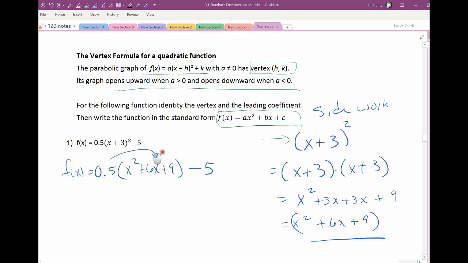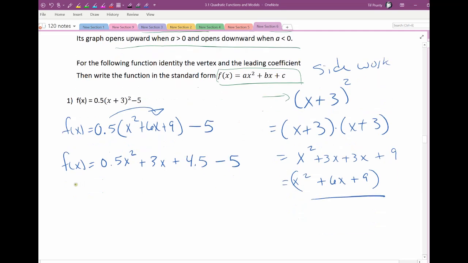So the next step is distribute the 1/2. So remember, distribute means everything in that x squared plus 6x plus 9 gets multiplied by 1/2. So I get 0.5 x squared. 0.5 times 6 is going to give me a 3x. 0.5 times 9 is going to give me a 4.5, and then I still have the minus 5 I have to take care of, and so that's the last step, is to take care of the minus 5. And so it simplifies to 0.5x squared plus 3x minus a half.